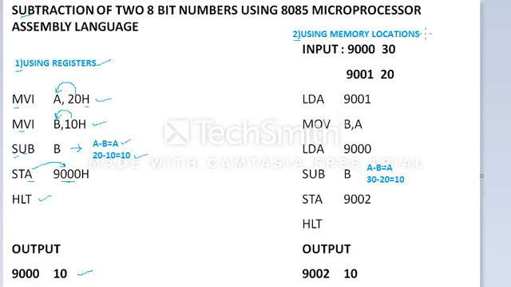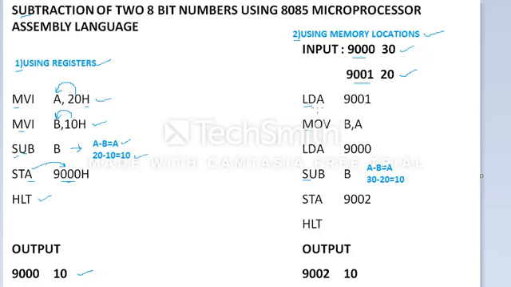So let us move to the next method, where we are dealing with only memory locations. Like in 9000 memory location, I am feeding first data, which is 30, 8-bit data. Then in 9001, I am feeding second data, which is 20. Here I want to subtract 20 from 30, that is 30 minus 20, and I want to get the answer as 10. Here I am using LDA instruction, move instruction and SUB instruction.